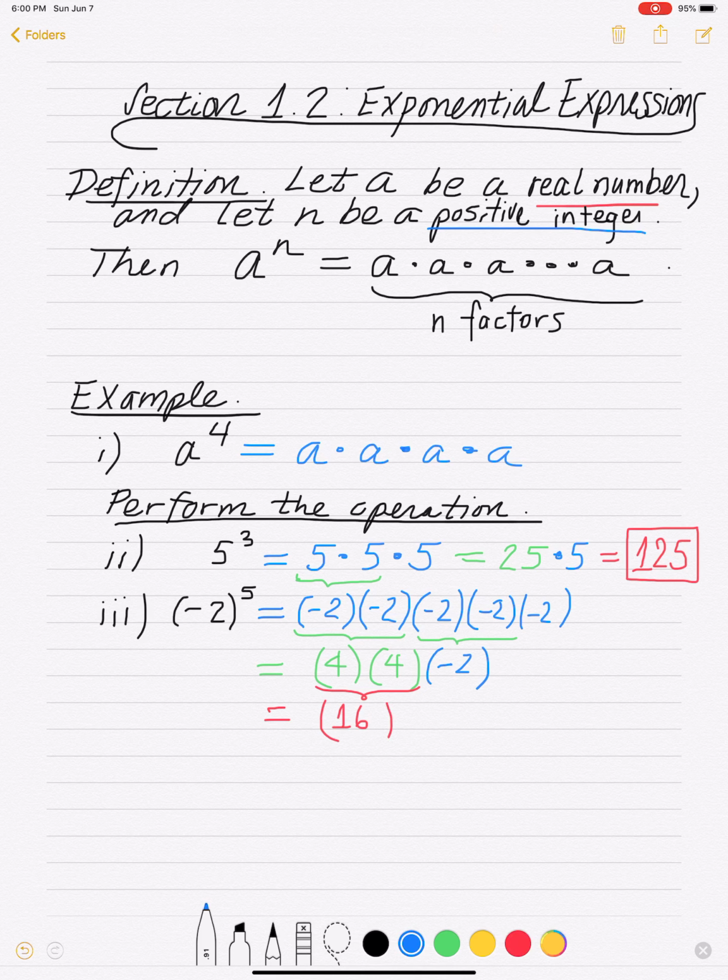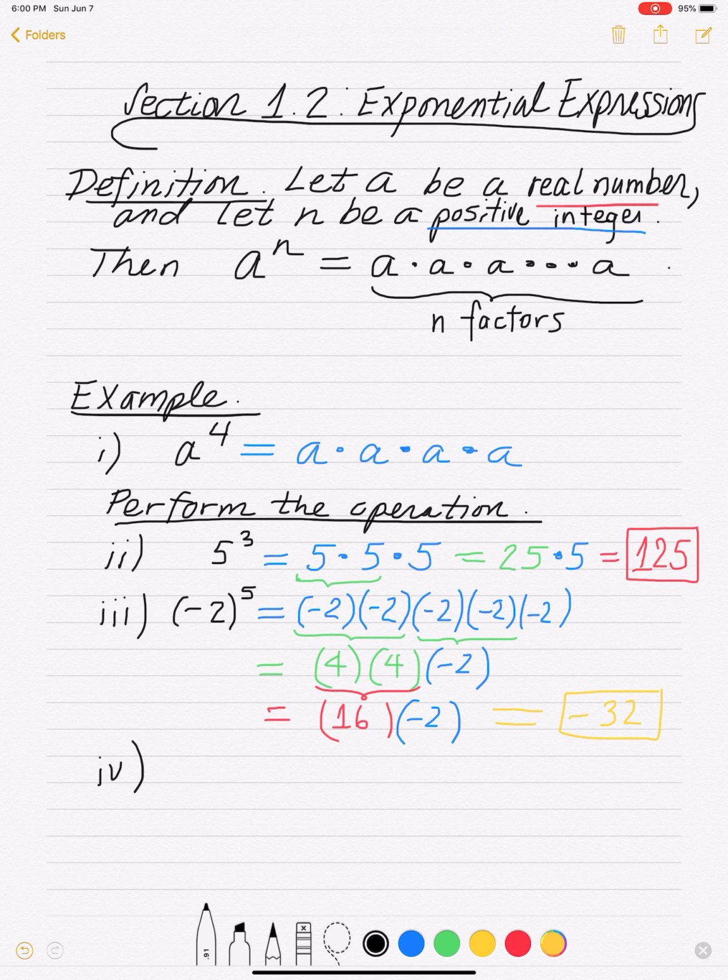Let's not forget that negative 2 we have not yet used. 16 times negative 2 is... Well, remember what a positive times a negative is. A positive times a negative is a negative. So it's going to be a negative 32. Okay, so negative 2 to the fifth power is negative 32. All right, let's do another one.